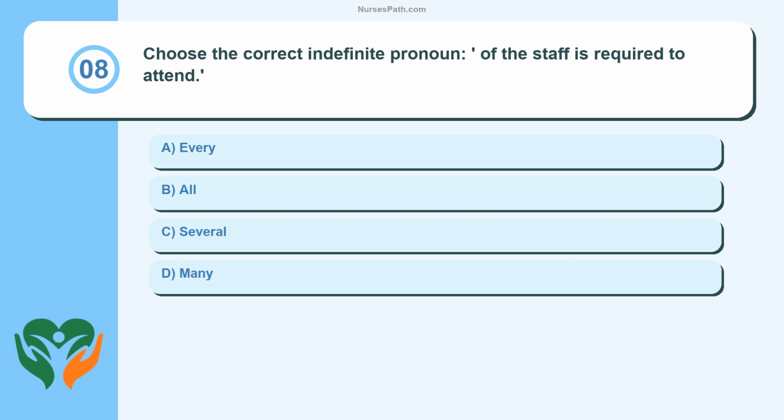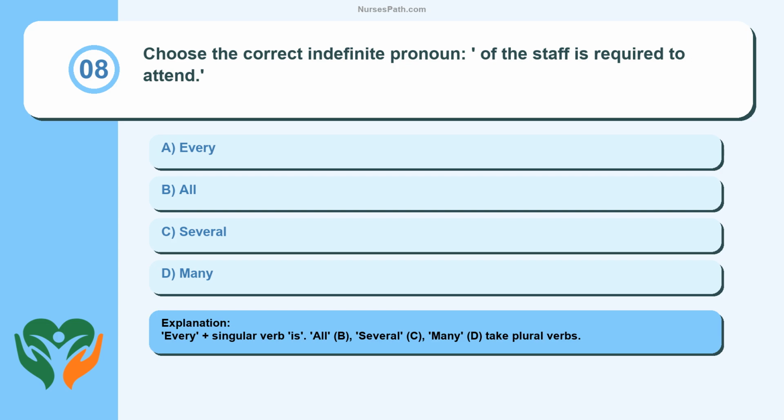Question 8. Choose the correct indefinite pronoun. ___ of the staff is required to attend. Every, all, several, many. Every plus a singular verb, is. All, B, several, C, and many, D, take plural verbs.